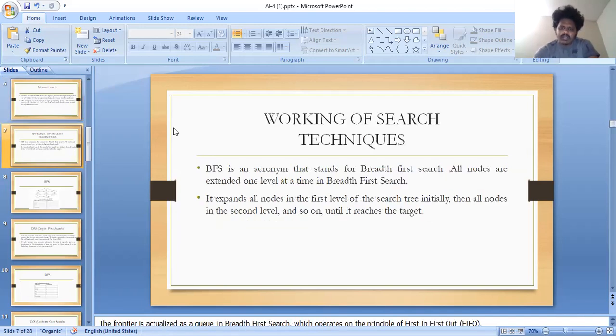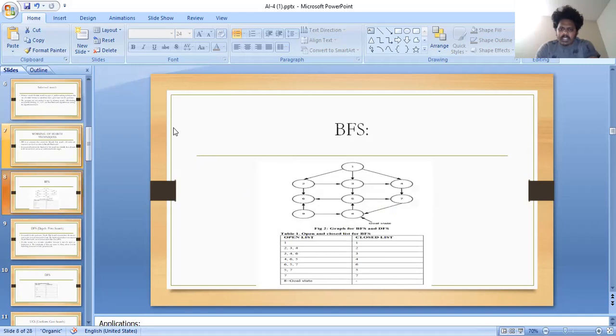Coming to the search techniques, BFS is an acronym that stands for breadth first search. All nodes are expanded one level at a time in breadth first search. It expands all nodes in the first level of the search tree initially, then all nodes in the second level, and so on until it reaches the target.